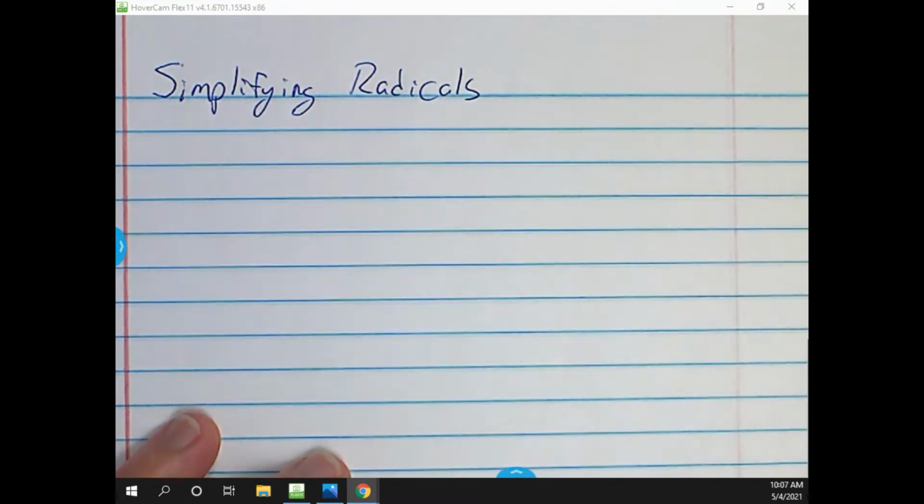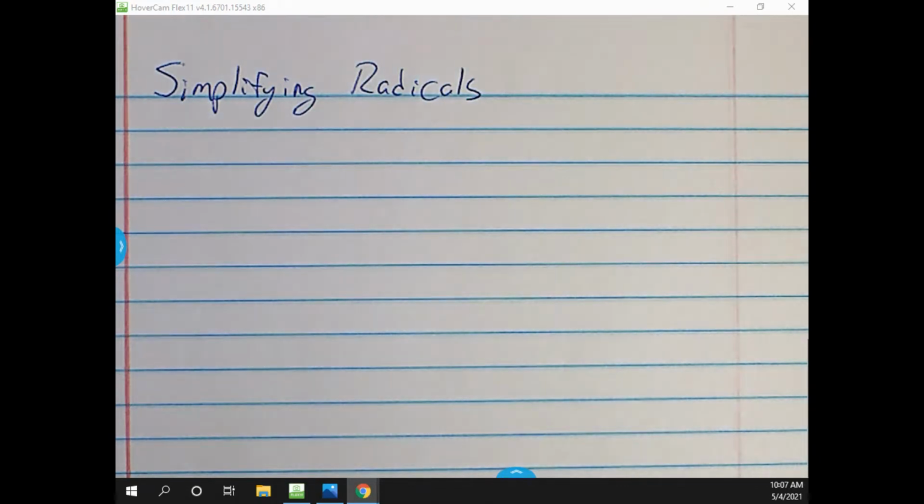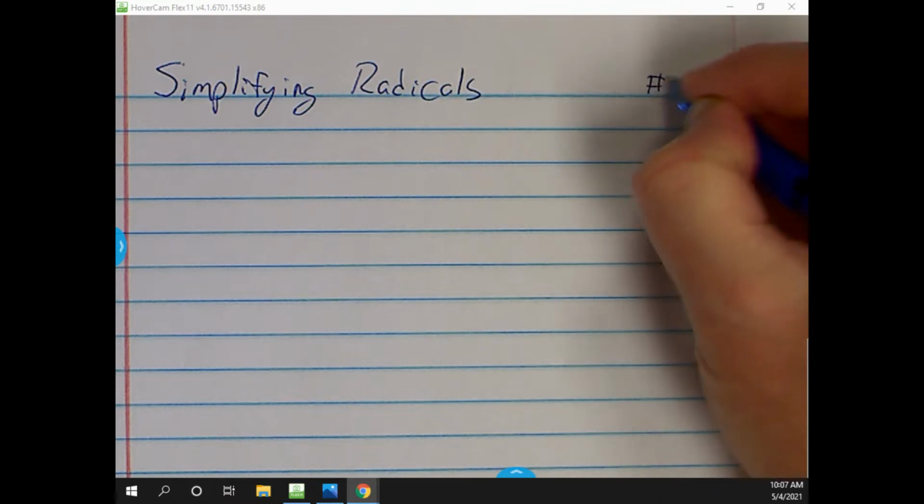Okay, so simplifying radicals is what we're doing today. Similar to what we did yesterday, but just a little bit different. Again, keeping up notes, today's number 20.